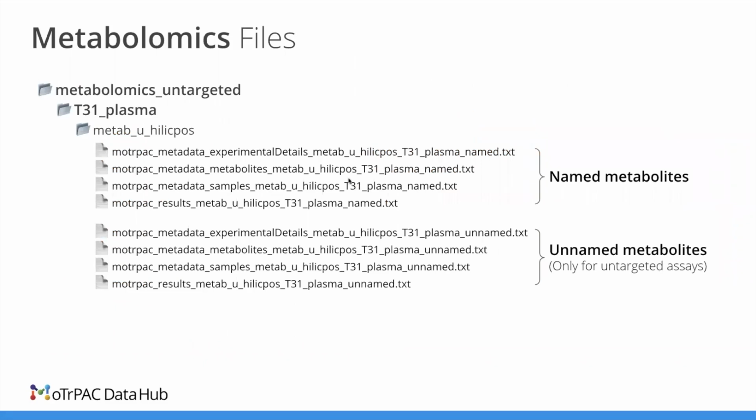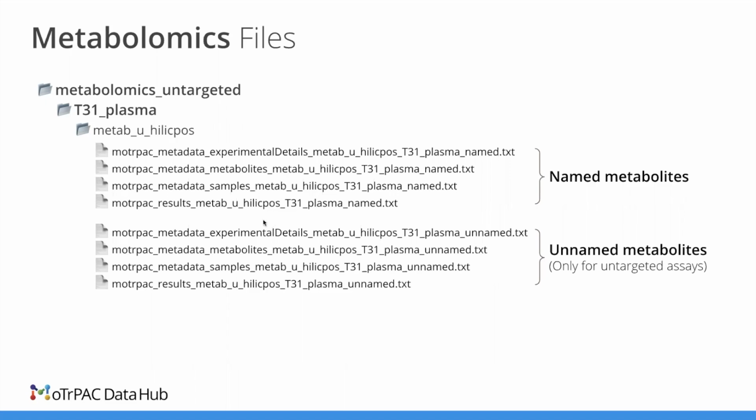And this is an example of how the actual results files will look. This is an example for an untargeted data set from plasma using the HILIC positive platform. We have 8 files here, 4 representing the results from the named metabolites and 4 for the unnamed metabolites.